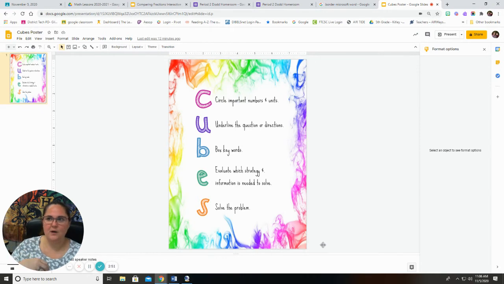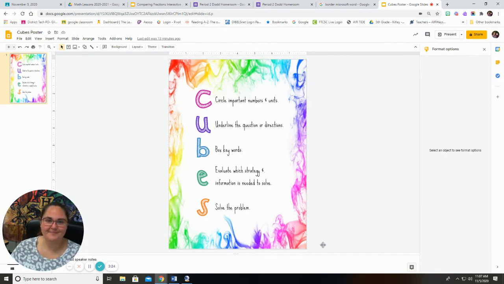Now, in teaching this, the years that I've been working with kids, my kids are very musically inclined, or they like to use different beats and different rhythms. So we actually made up a little chant that goes with this and little hand movements just to help us remember. So you can kind of get it to stick in your head a little bit better. So the way that we do this is we go circle important numbers, underline the question, box in key words, evaluate how to solve the problem, solve the problem. That's how it goes. Usually we go through it a couple of times. So I'm going to do it twice.